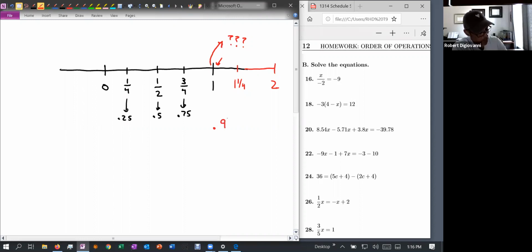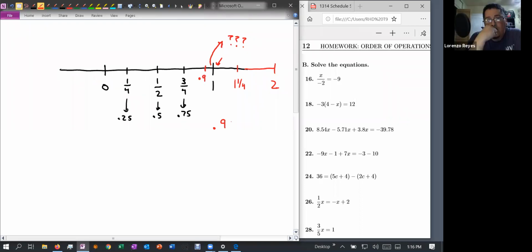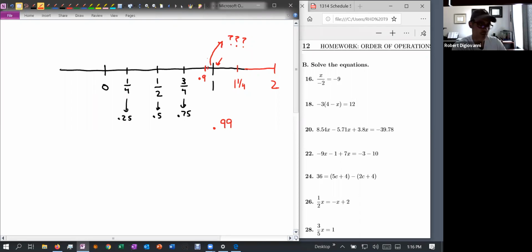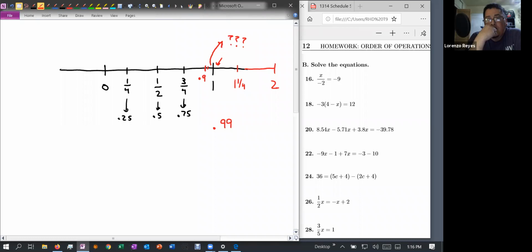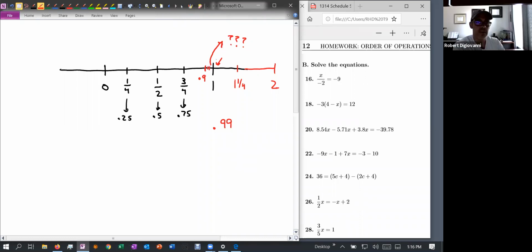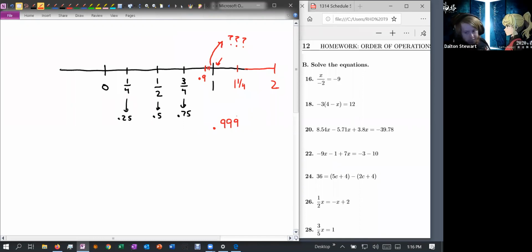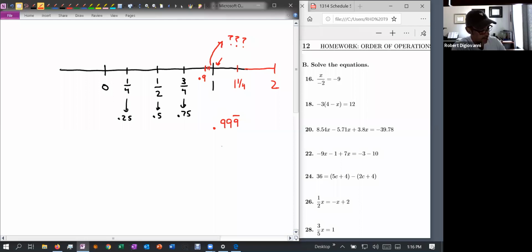So 0.9, do you all agree that 0.9 would be like, maybe right there? Yeah. But then 0.99 would be a little bit closer to 1? You'll agree with that? And then 0.999 would be even closer? So who said that? Dalton, was that you? Yes. So Dalton is saying that if you have 0.9999999 forever, repeating, so we put a bar over it, you're saying that that's the number right next to 1.